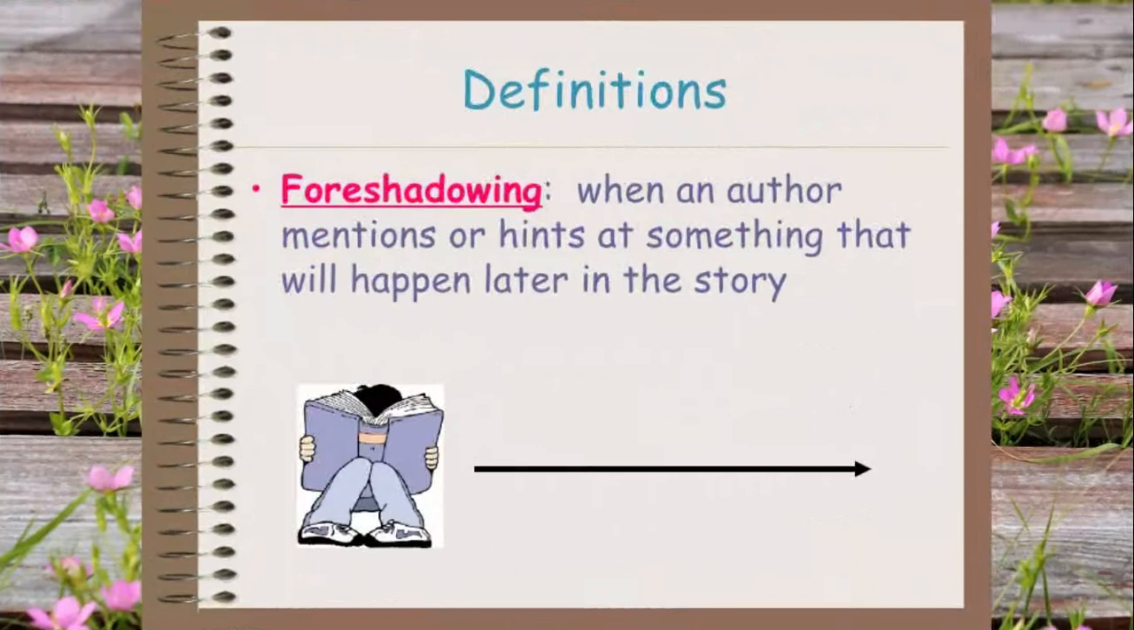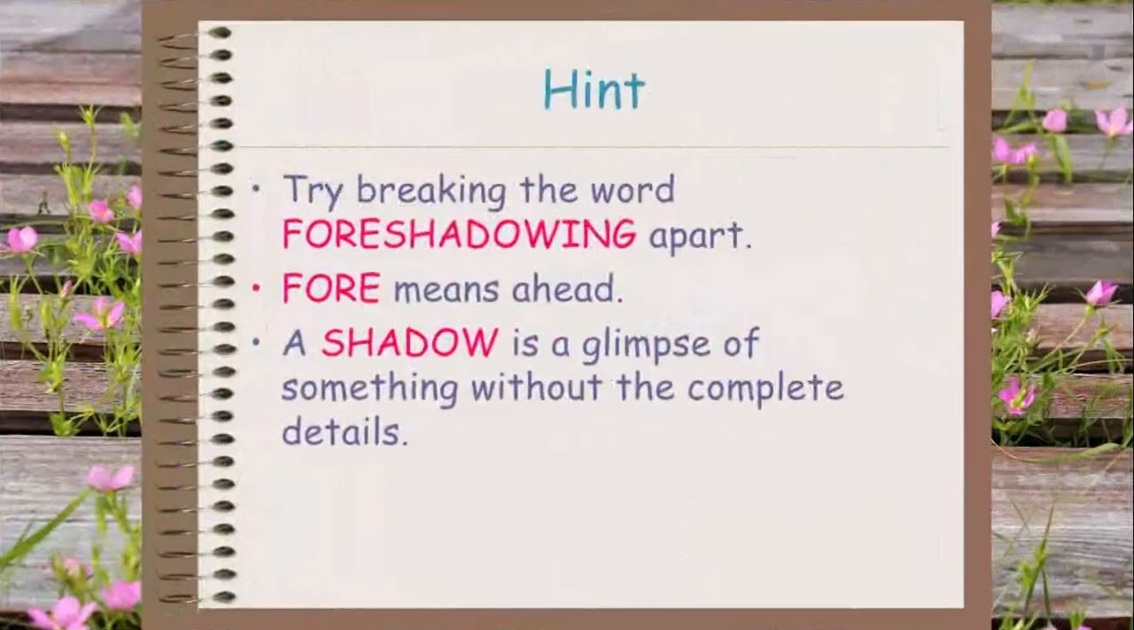Let's start by looking at the definition of foreshadowing. Foreshadowing is when an author mentions or hints at something that will happen later in the story. Now let's look at a few helpful hints. Try breaking the word foreshadowing apart. Fore means ahead. A shadow is a glimpse of something without the complete details.